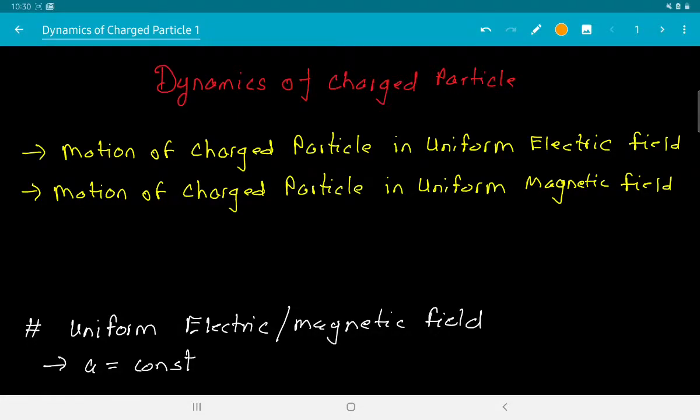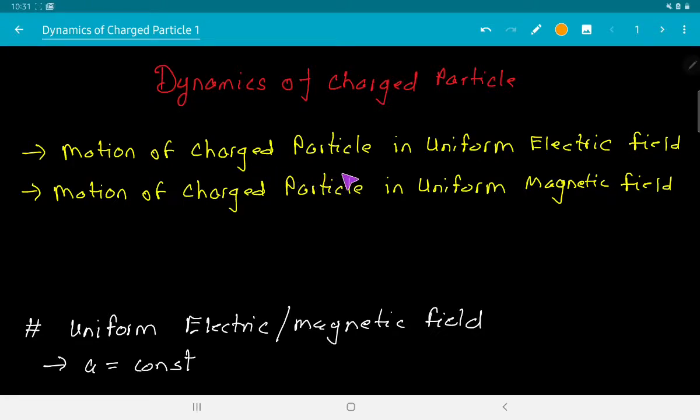Welcome to this next class of physics in which we are going to learn about dynamics of charged particles. What do we mean by this dynamics of charged particles? We are going to learn about motion of the charged particle in uniform electric field and motion of the charged particles in uniform magnetic field.